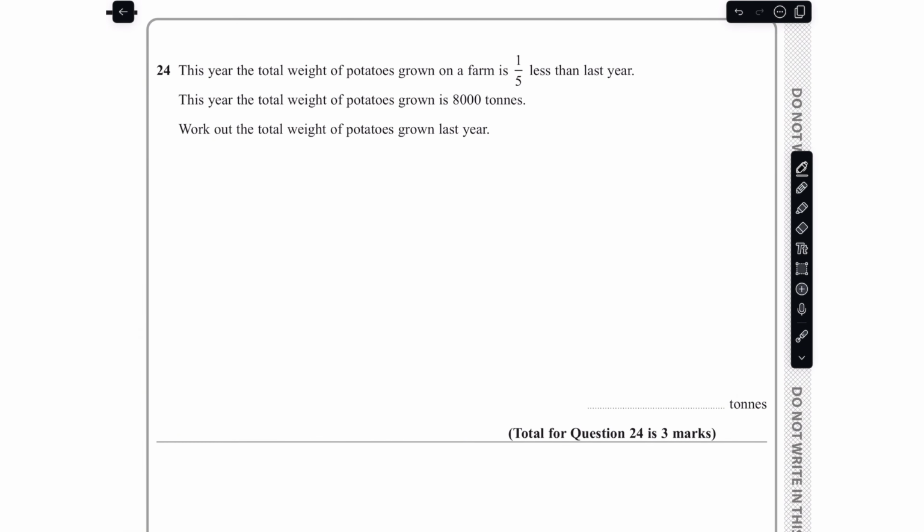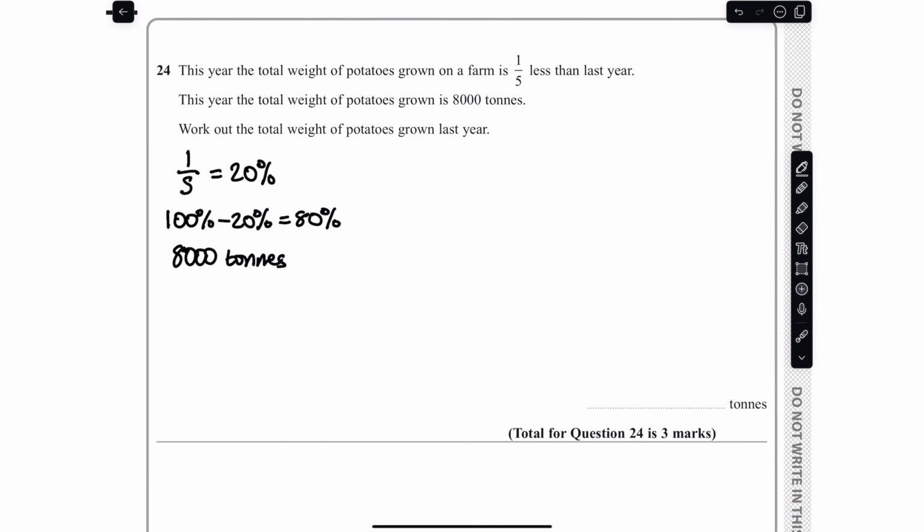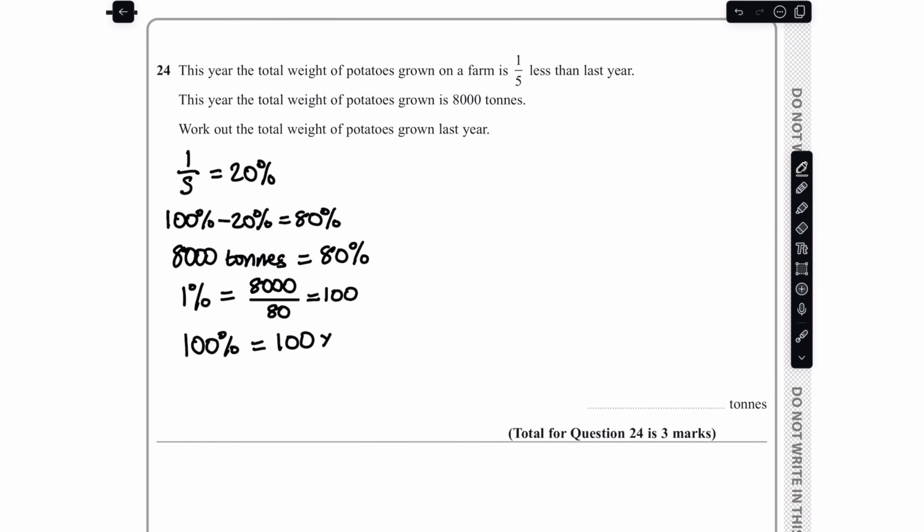In question 24, we are told that this year the total weight of potatoes grown on a farm is 1/5 less than last year. This year the total weight of potatoes grown is 8,000 tons. Work out the total weight of potatoes grown last year. So 1/5 equals 20%, and so if we subtract 20% from 100%, that gives us a value of 80%. So 8,000 tons represents 80%. So to obtain 1%, I'm going to divide 8,000 by 80, and that equals 100. So 100% equals 100 multiplied by 100, and that gives a value of 10,000. So the final answer is 10,000 tons.